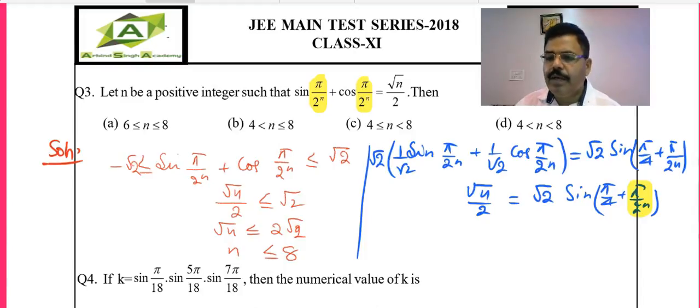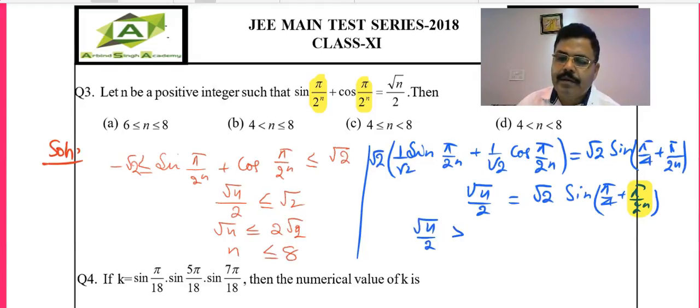Pi by 4, if it was sin of pi by 4, then the value will be 1 by root 2. So root 2 into 1 by root 2. But because of plus something, the angle is something bigger, so it will definitely be more than 1 by root 2. So we can write here that root under n by 2 must be greater than this value, greater than.